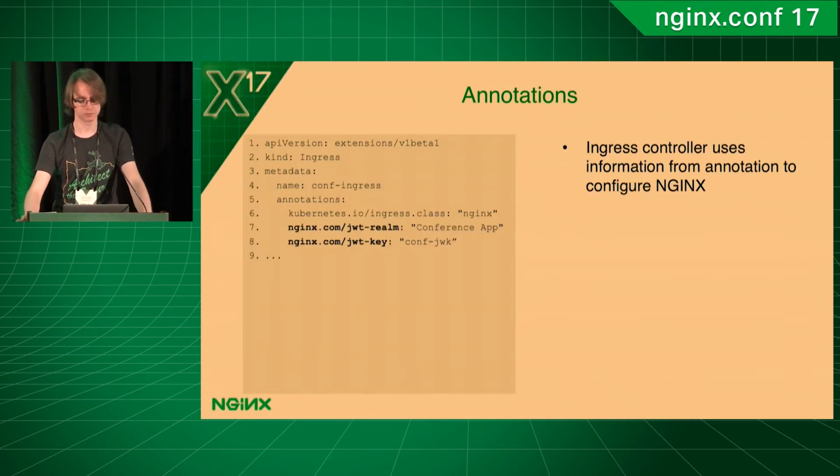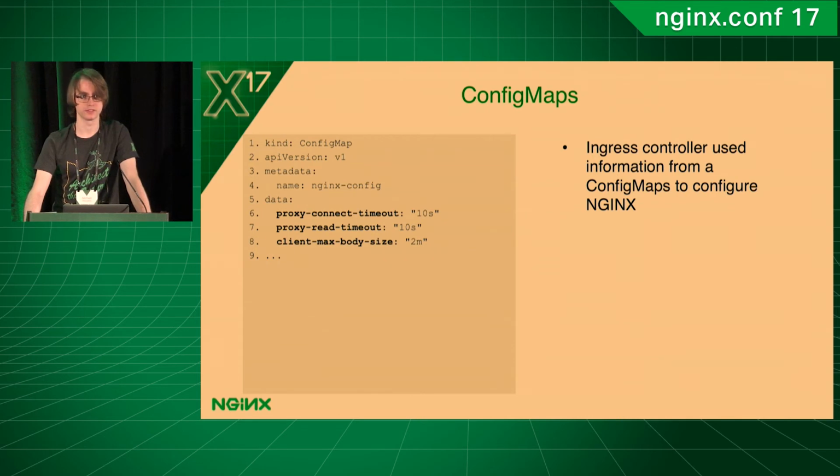So this example showed us how to use annotations to utilize NGINX features. For example, here we configured JWT authentication. But there are several other annotations available, for example, if you want to enable session persistence.